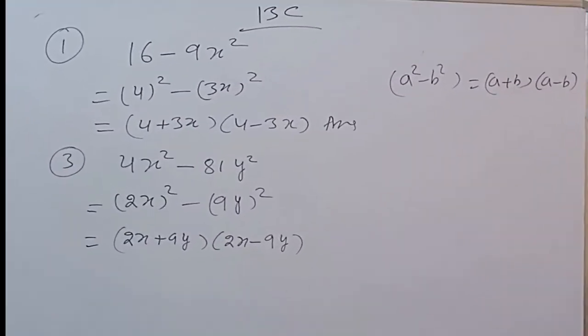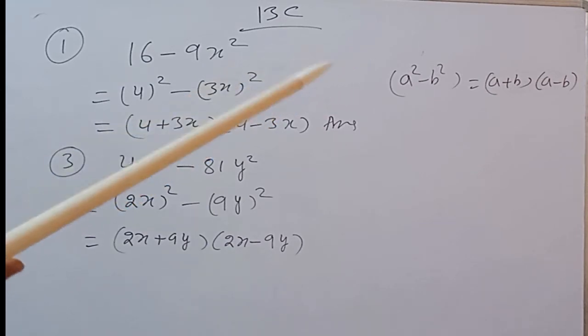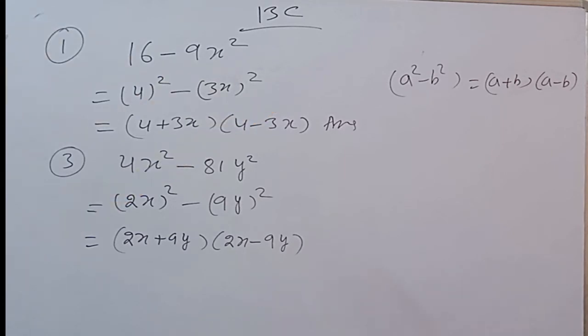Today I am taking exercise 13C, question number 1: factorize 16 minus 9x². So children, we know a² minus b² equals (a plus b)(a minus b). We will use this formula for factorizing 16 minus 9x². 16 is 4 squared, and 9x² is (3x) squared. So 4² minus (3x)², and with the help of a² minus b², we get (4 plus 3x)(4 minus 3x).